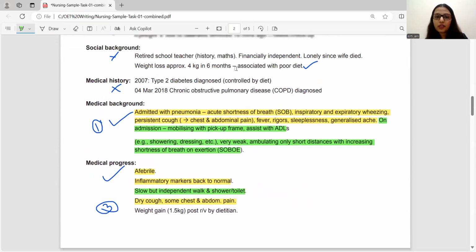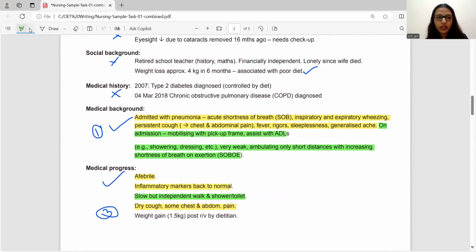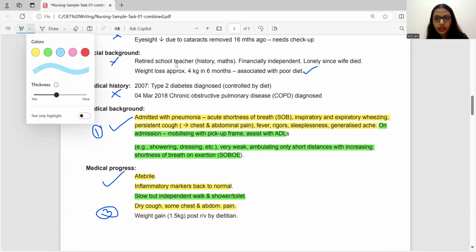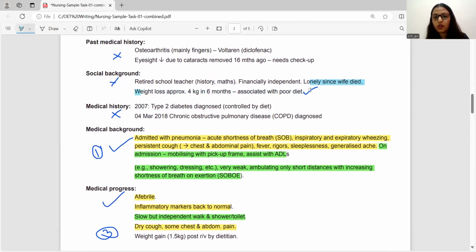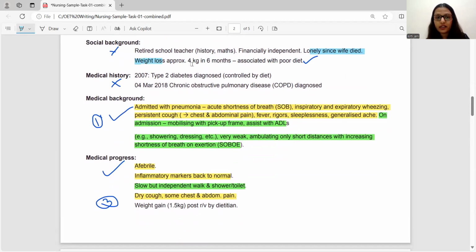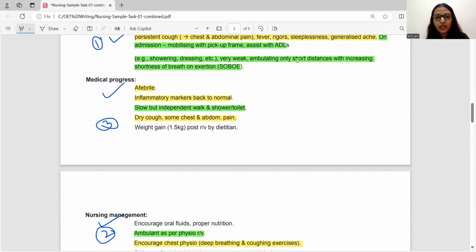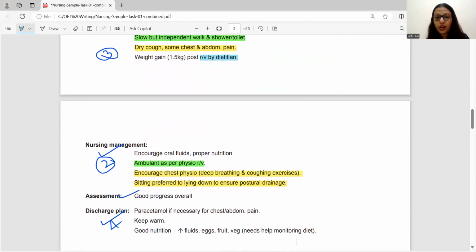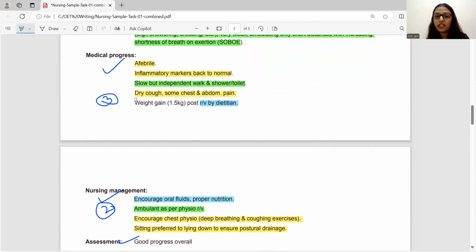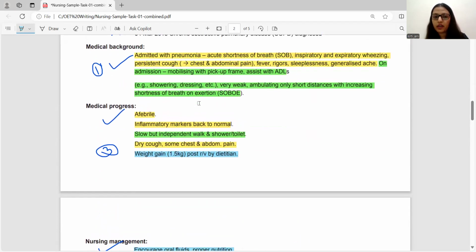Okay. And last but not least, I will take the weight issues. And here, patient said that he lost 4 kg in 6 months because of poor diet. And we have referred the patient to the dietitian who has advised increased oral fluids and nutrition. And ultimately, patient has gained 1.5 kg. So this is how this will be my third body paragraph.